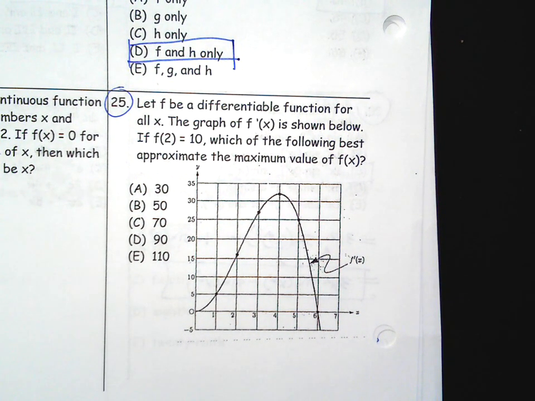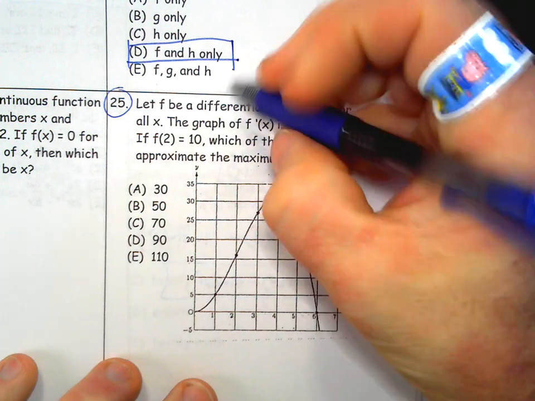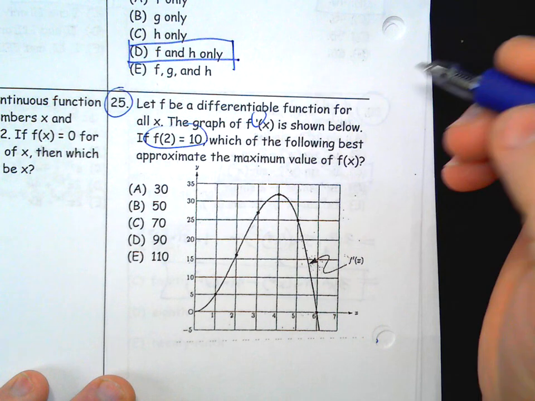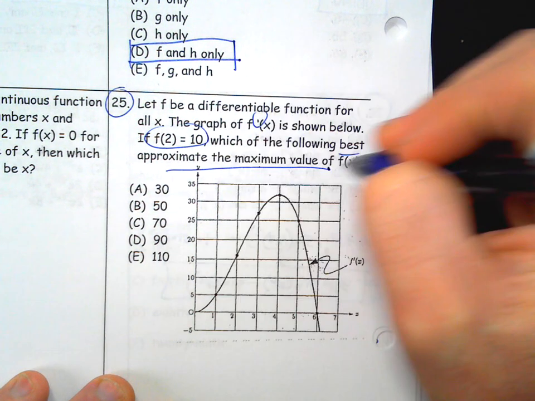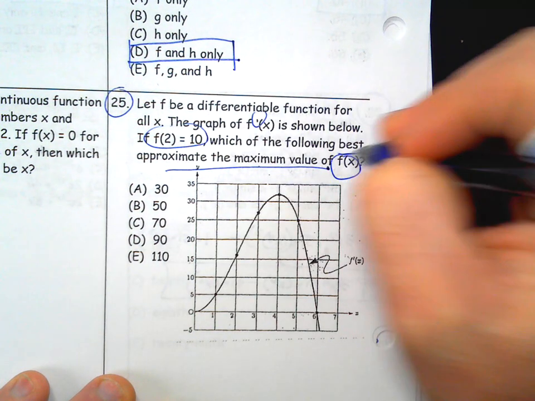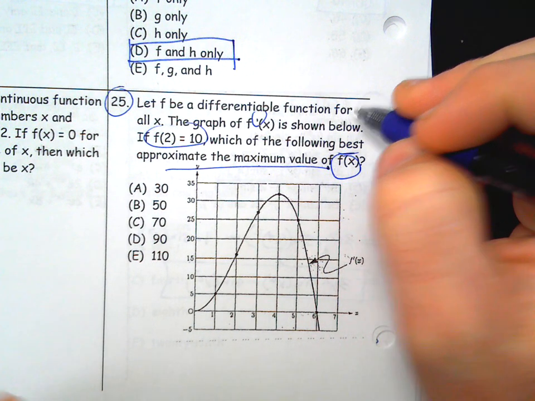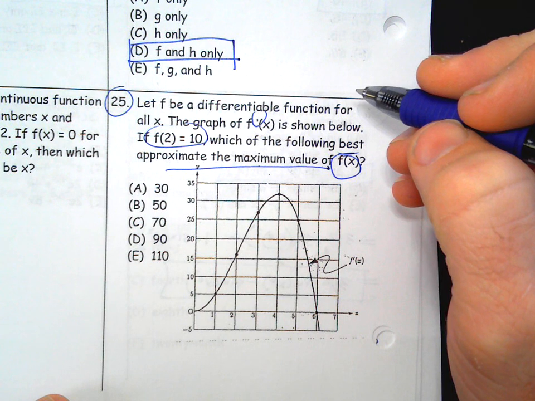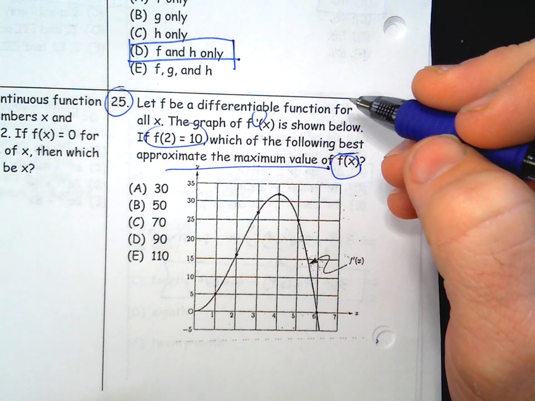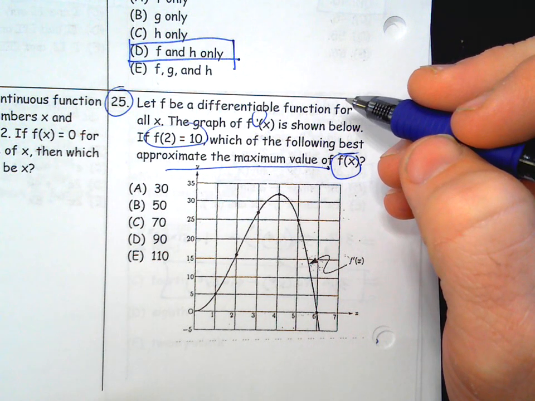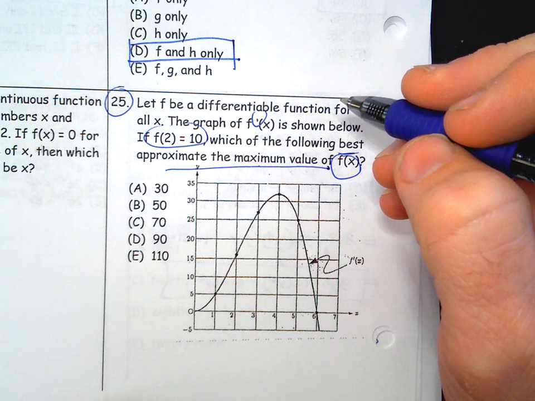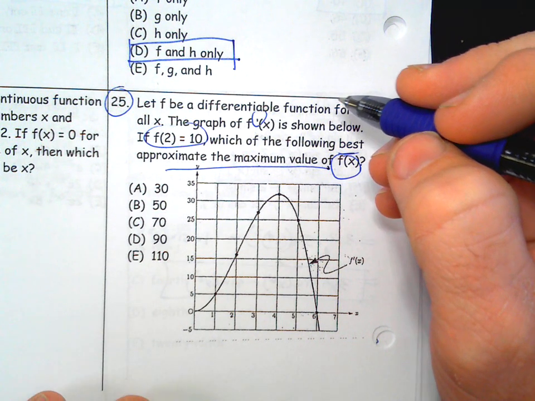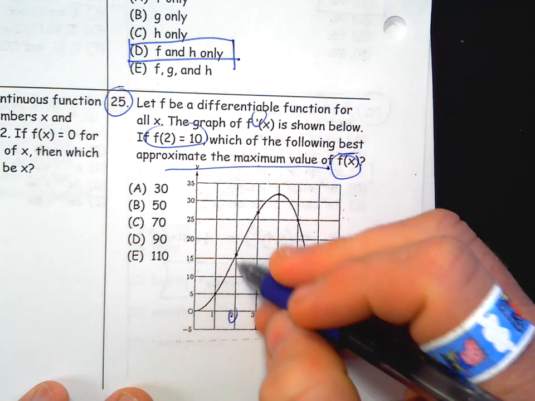Let f be a differentiable function, and here is the graph of f prime. This is the graph of the derivative. And then they give you f of 2 is 10. Which of the following is the best approximate value of the maximum of f of x? I don't know, this is kind of interesting. So they're telling you the value at f of 2.